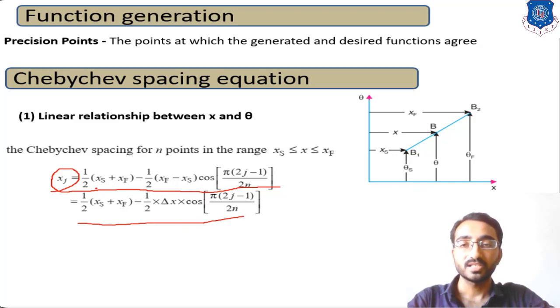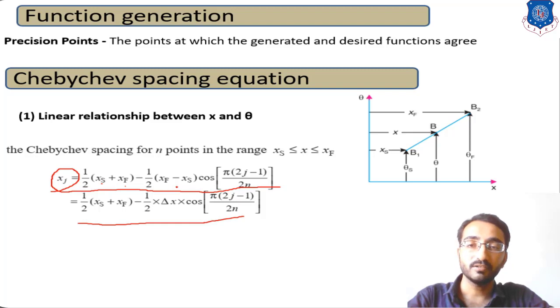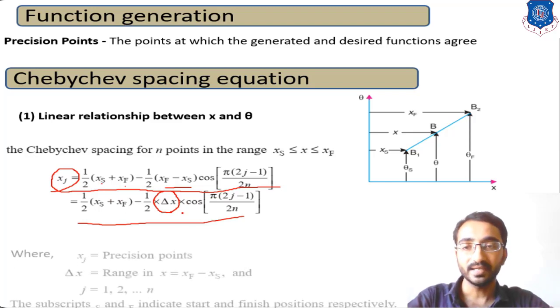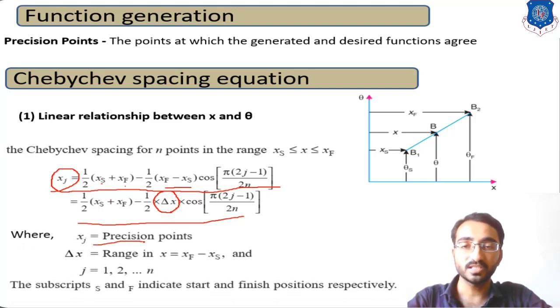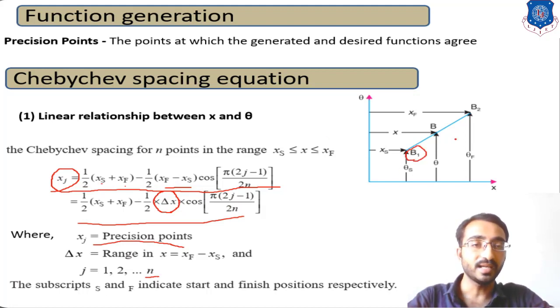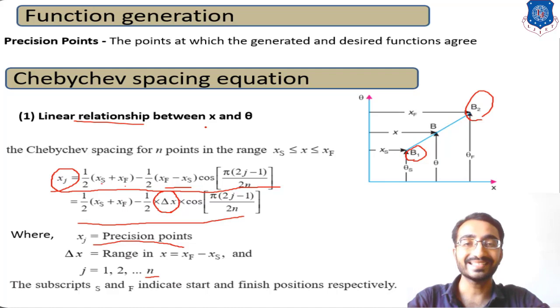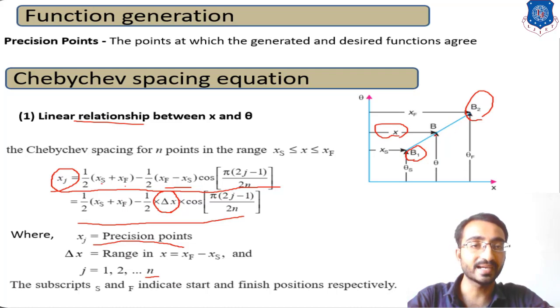Here the change between the starting and final point is termed delta x. All other terms are described as follows: xj is the precision point that you want to calculate, whether it is 1, 2, 3 or n, however many precision points you want to find between b1 and b2. This is known as the linear relationship between x and theta, and this equation will help us calculate the different values of x, the different positions of x, required to get the precision points on that line.